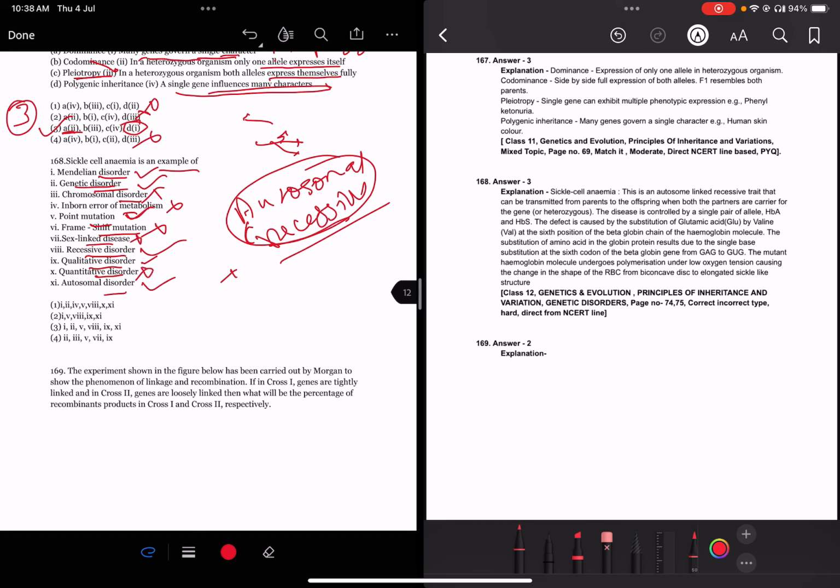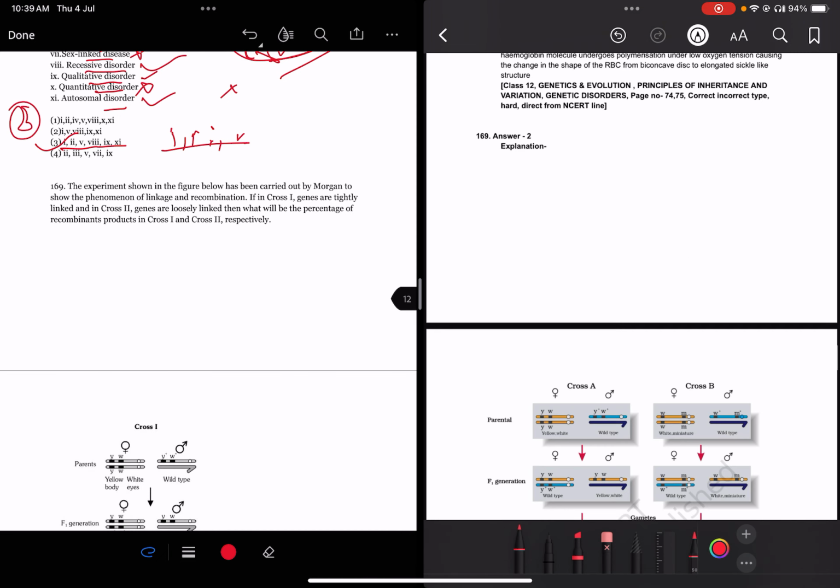Autosomal disorder. So 1, 2. This is a point mutation. 4, 1 to 5. 1 to 5, 8, 9 and 10. 8, 9 and 11. So the answer is 3. Question 169.